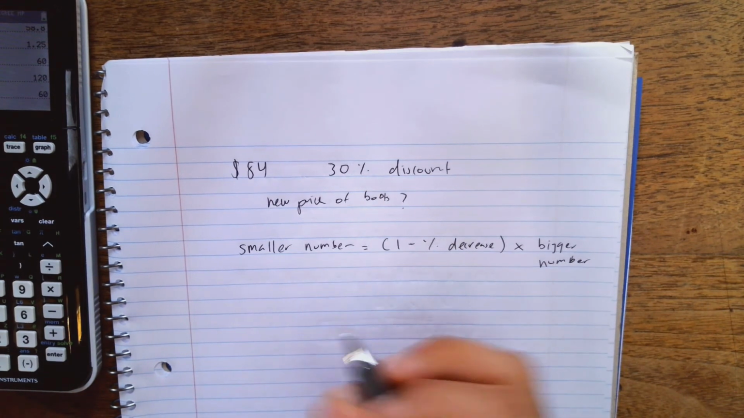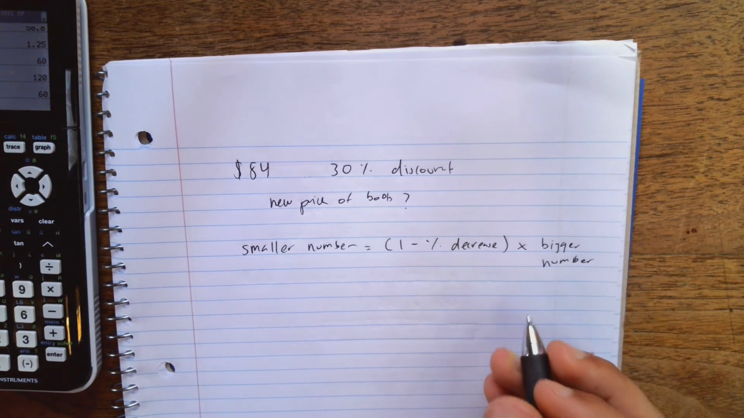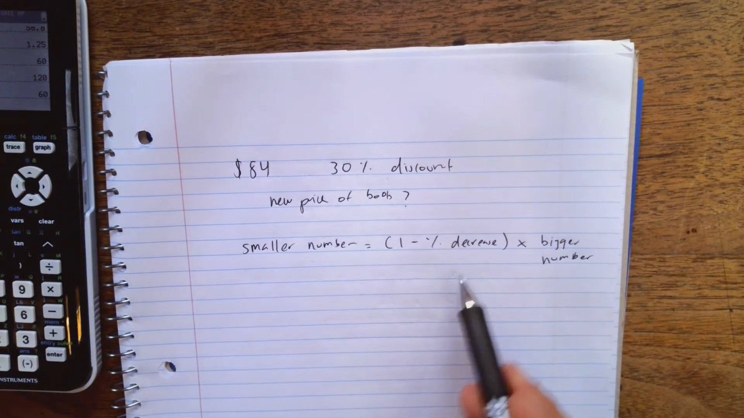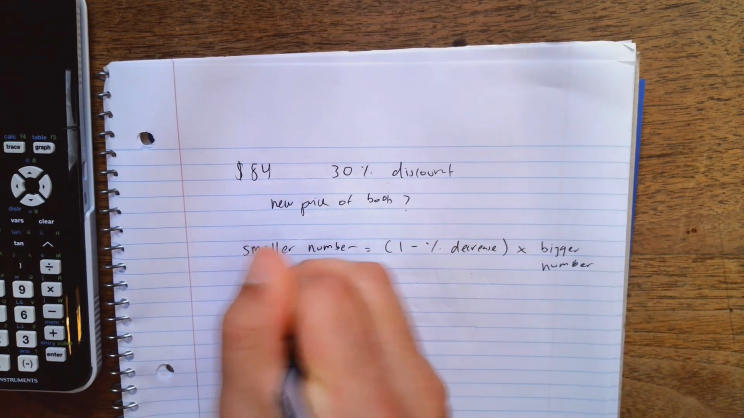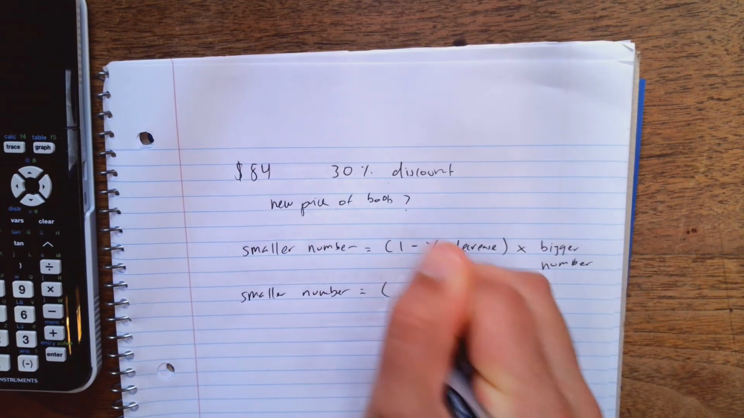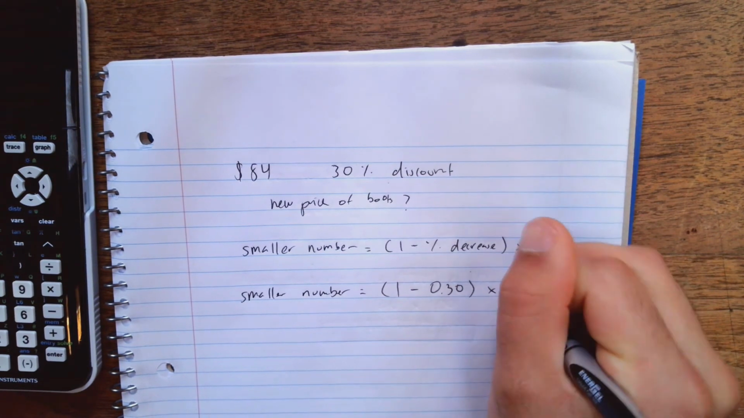Let's plug these numbers into the equation. So this number right here, the number that we're given, is our bigger number. This 30% discount, is that our smaller number or percent decrease? And what's another way to write that percent decrease as a number? Times our bigger number, which is 84.